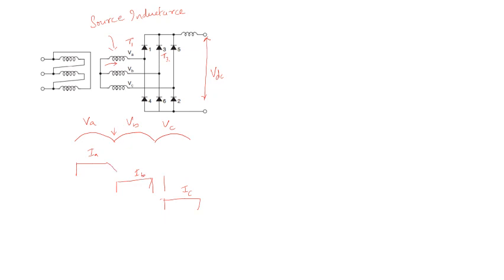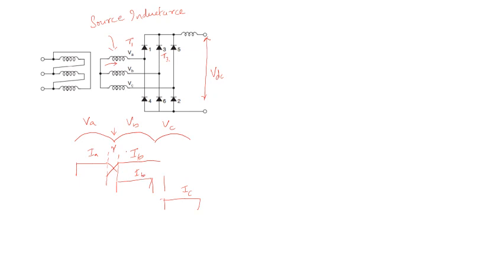And similarly, there will be an increase in the current IB. So during this period, that is your overlapping period, the phase A thyristor is not off and phase B is turned on. So both the thyristors are on together. Because of the source inductance, the current gets delayed, and therefore the thyristor is on at both the instants.